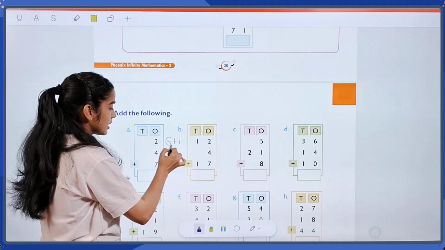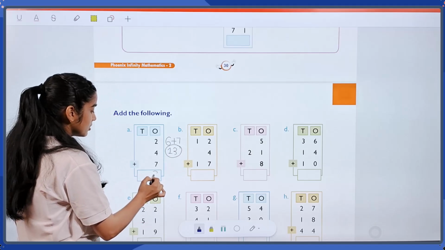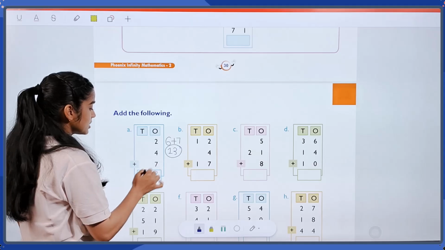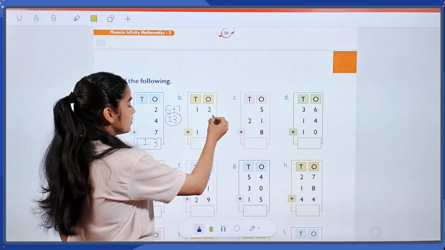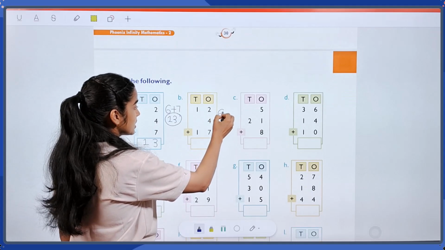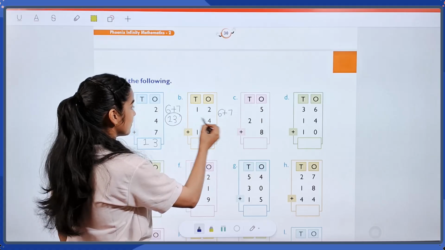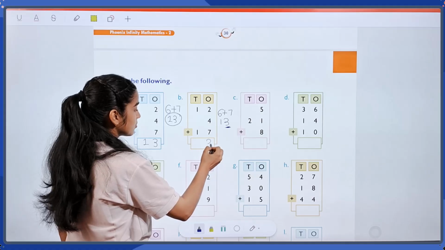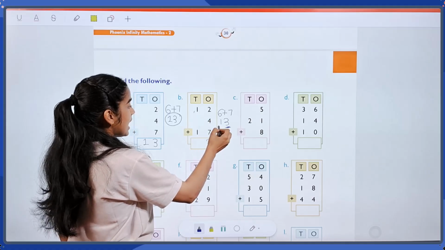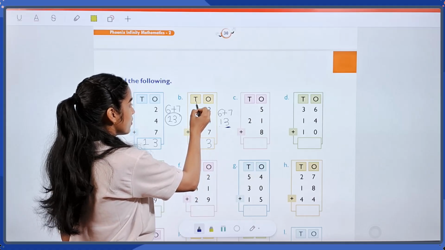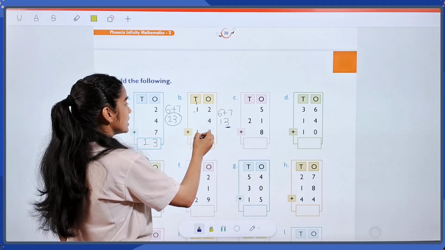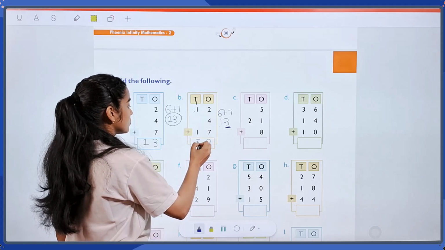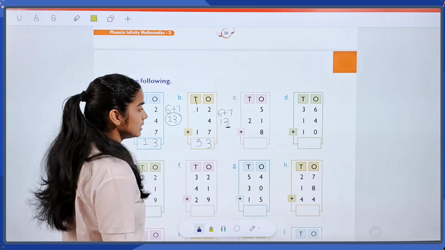So what do we have to write here? We have to write here 3 and 1, which is 13. Next we have 2 plus 4, 6. 6 plus 7 is again the same, we have 13. So we just write the last digit here, 3, because we have another addend, and this 1 should be on top of the other addends. 1 plus 1 is 2, 2 plus 1 is 3. So this is our answer, 33.